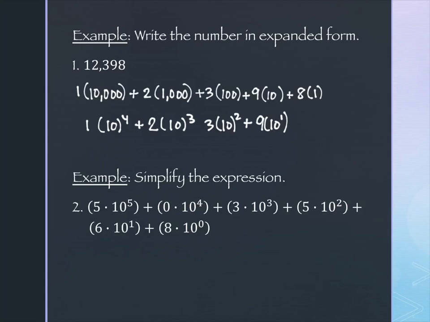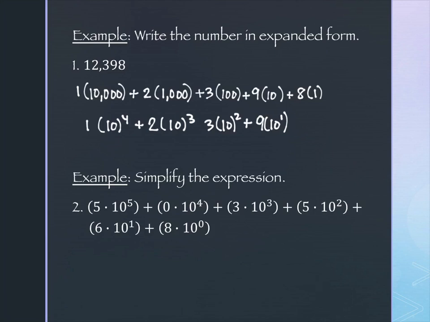Another way that you can look at it is to look at the power and look at how many zeros are in the number. 10,000 is 10 to the fourth. How many zeros are in 10,000? 4. That power is actually representative of the number of zeros that are present. The power of 4 means I have 4 zeros. The power of 2 means that I have 2 zeros, the number 100.